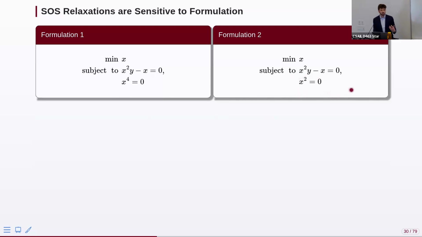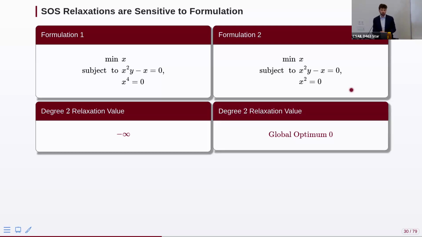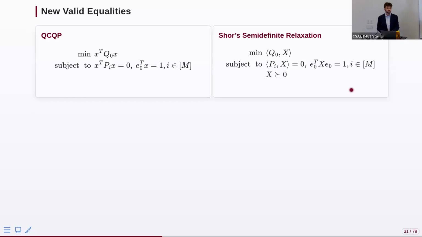If I take the sums of squares relaxation of the one on the left, it's going to give me something completely uninformative, a lower bound of minus infinity, which is not helpful. If I take the one on the right, which is essentially the same problem, it's going to give me the globally optimal value of 0, and I'm going to be able to recover it. So if you ask a computer to solve the sums of squares relaxation of these two things, very different things happen. We're going to exploit that.